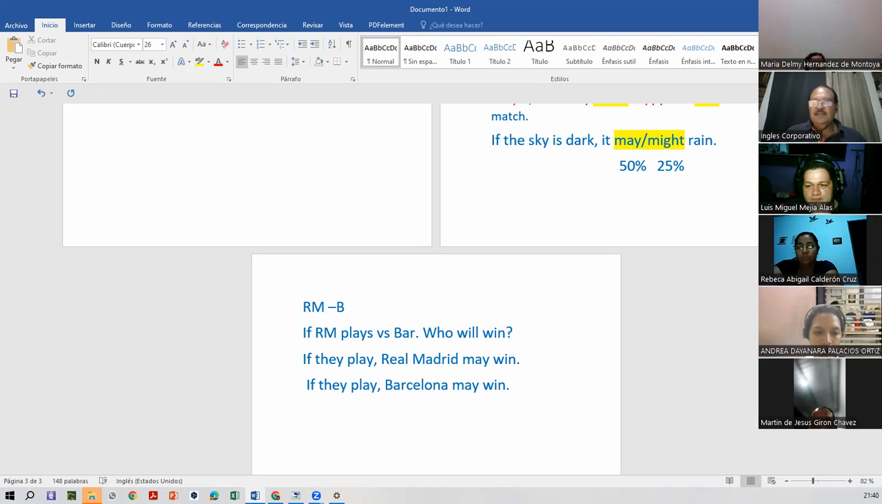But when you use it, and if I say this, look at this. If they play, Real Madrid will win. What is the difference? Here is certainly. Exactly, right? So here, no 50-50. Now here it is zero, 100%. Okay. And if you use here also, okay, then you are giving here.